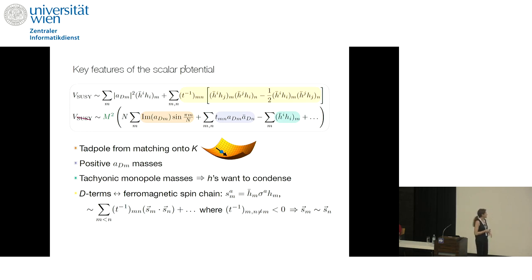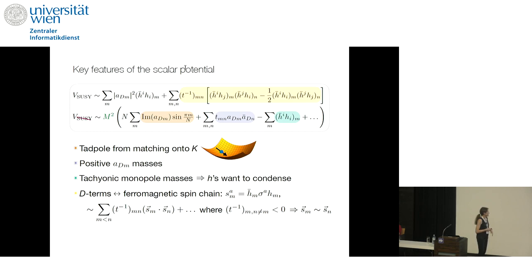Next, this operator gives tachyonic masses to the monopole fields, to these hypermultiplet scalars. And so this minus sign in front of the quadratic monopole terms is going to make these monopole fields want to condense in this model. And of course, this is very important for the dynamics.